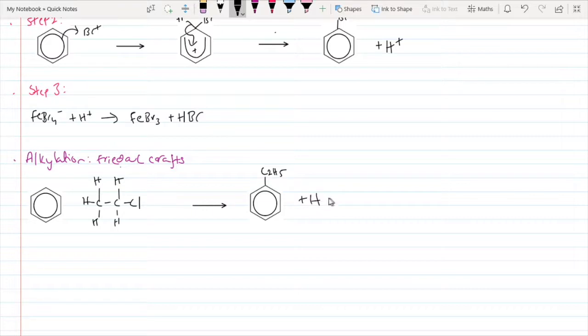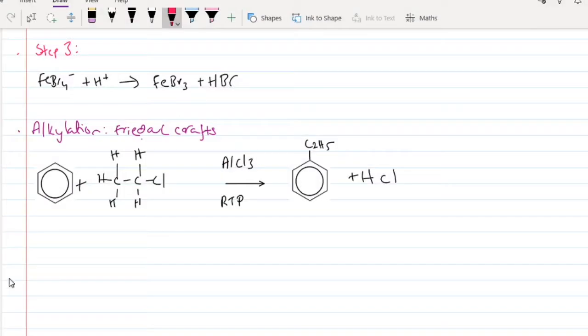Now, the reagents and conditions for this reaction are that again we'll require a halogen carrier. This time the halogen carrier would be AlCl3, and the condition would be room temperature and pressure. Moving on to step 1, which is our electrophile generation. In step 1 we'll take our haloalkane.